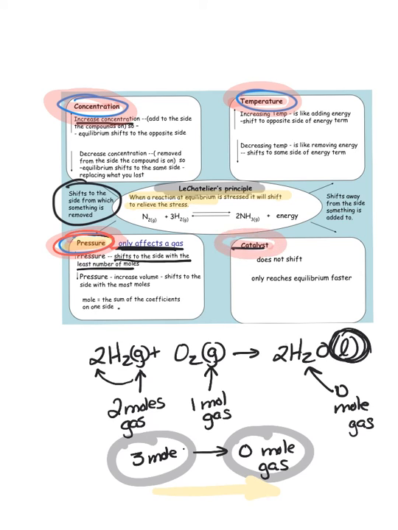Okay? Catalysts are a little bit different because a catalyst speeds up the reaction in both directions at the same time. It doesn't segregate. It doesn't say, okay, I'm only going to deal with the reactants or I'm only going to deal with the products. It makes the reaction speed up in both directions. So it starts speeding up this way, but it also speeds up this way. And therefore, there's no shift in the equilibrium when you have a catalyst.